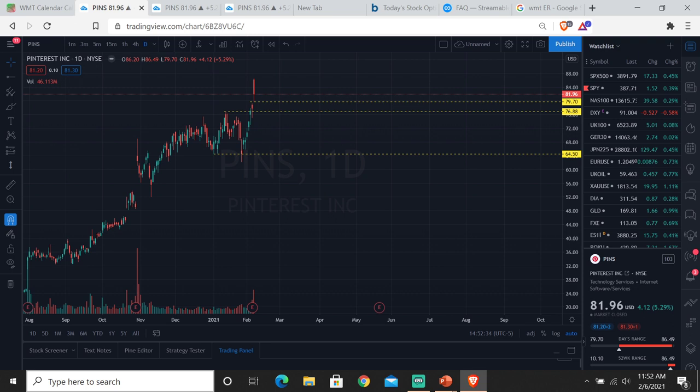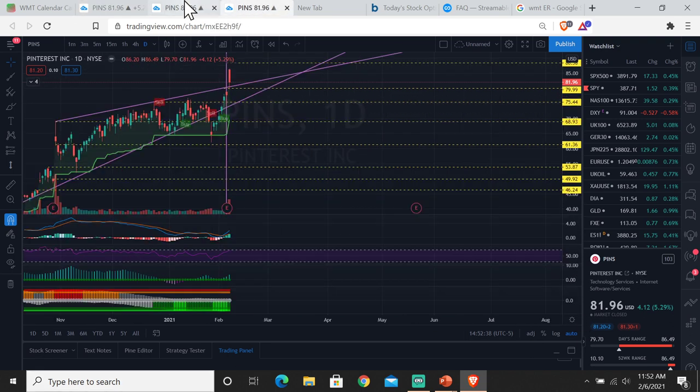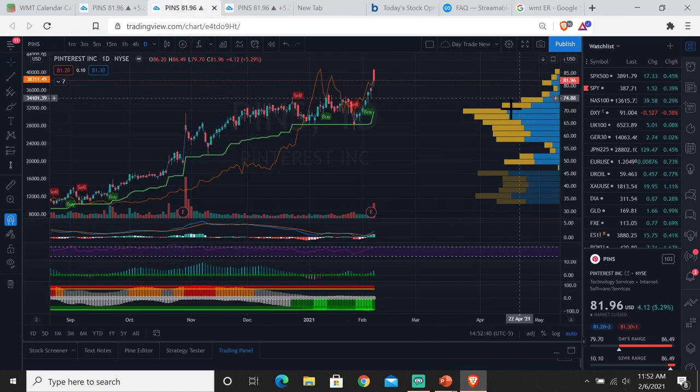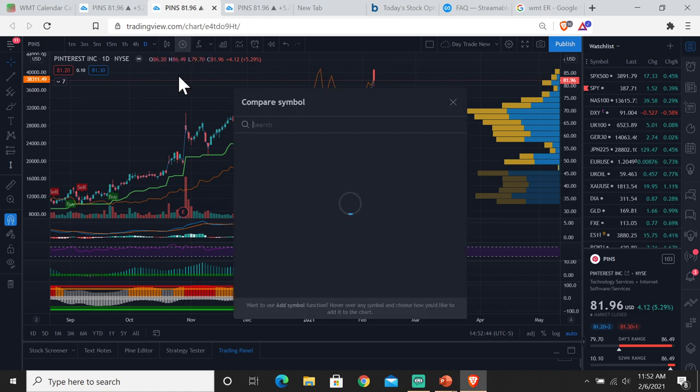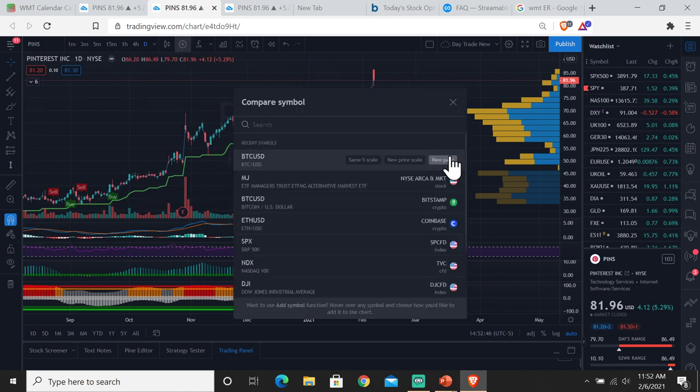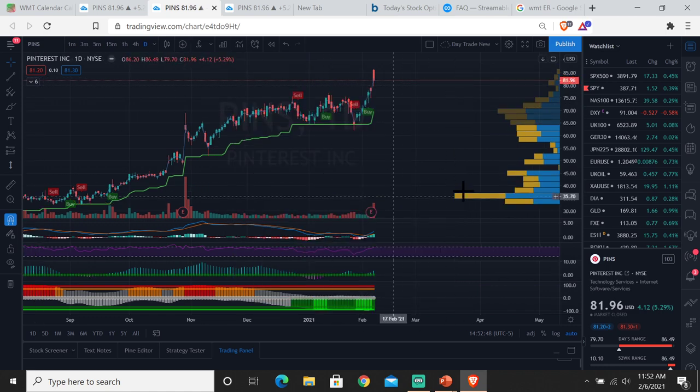What are the blue and yellow bars on the right side of the chart? I assume you're talking about this chart over here. And I just realized I have Bitcoin on here. Let me get rid of this. Okay.